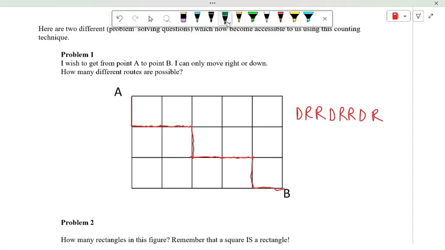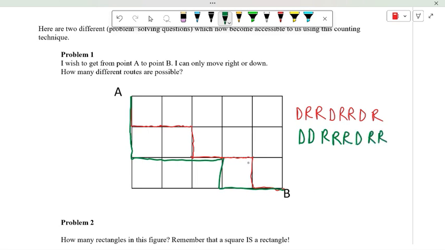I'm going to do a green one. This time I'm going to go down, down, and then I'm going to go right, right, right. Then I'm going to go down, right, right. Let's write that down. Down, down, right, right, right, down, right, right.